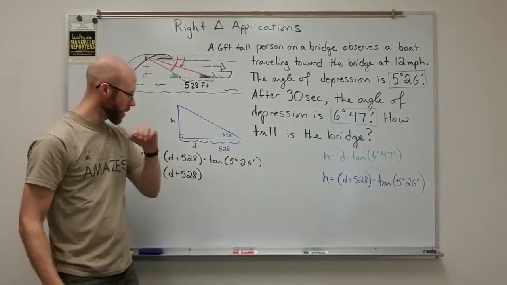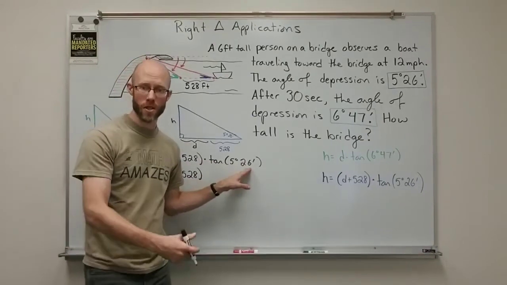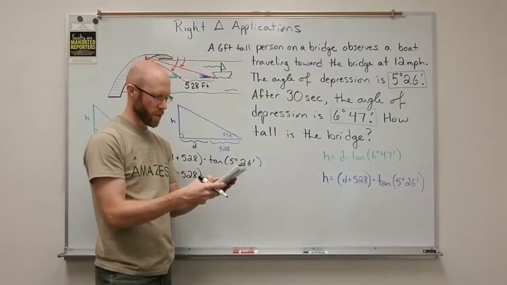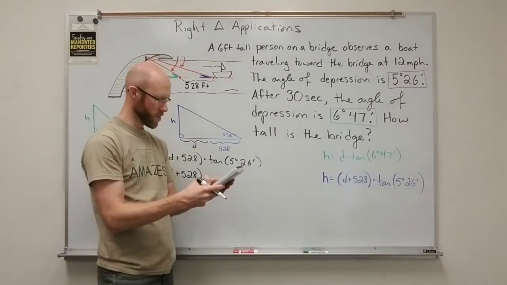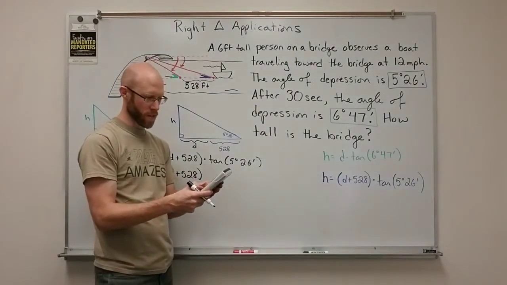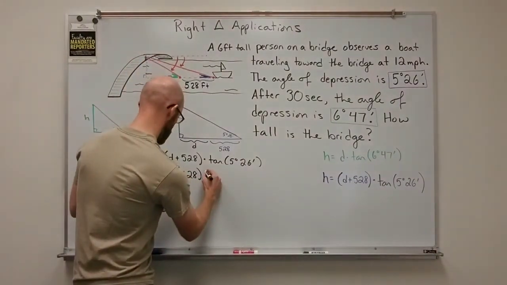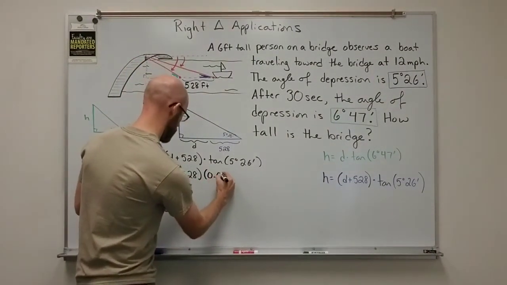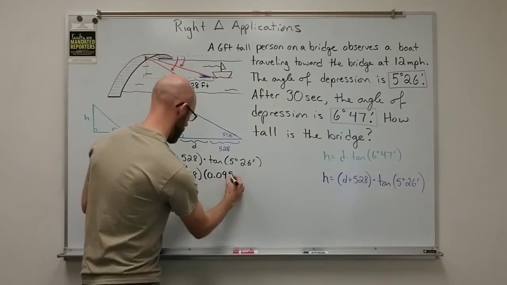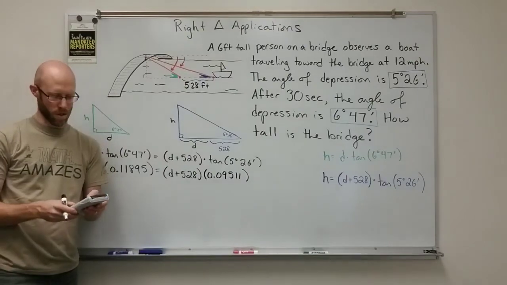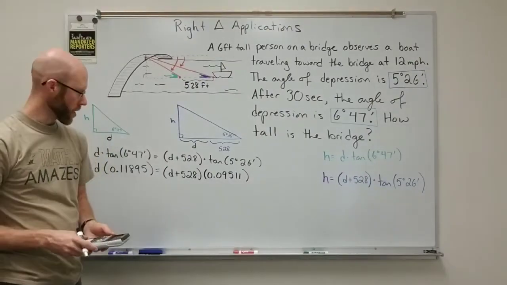Tangent of 5 plus 26 over 60. Okay, so I'm going to type that in. I won't show this one, I'll just do it. Tangent of 5 plus 26 divided by 60. And that gives me 0.09511. Okay, again, 5 places after the decimal just to be consistent there.